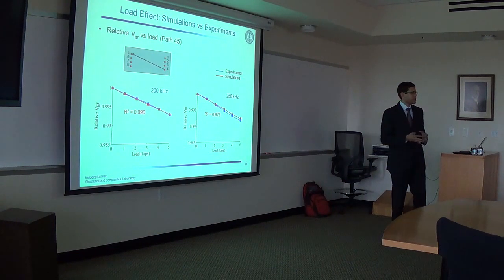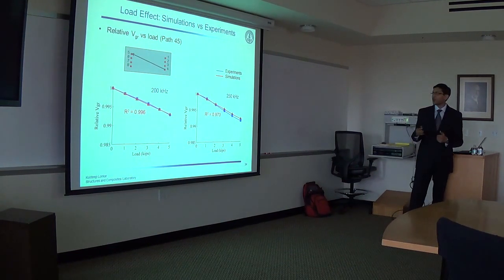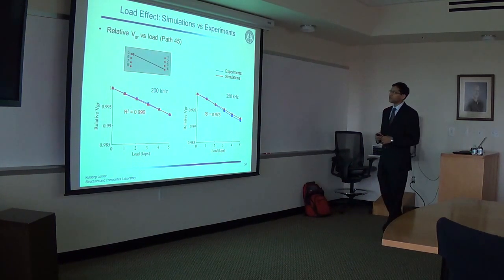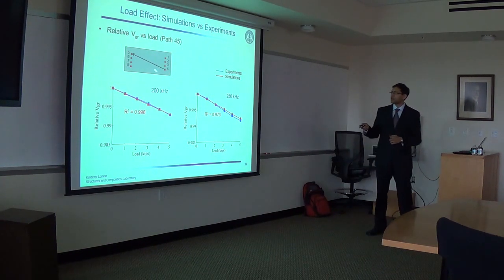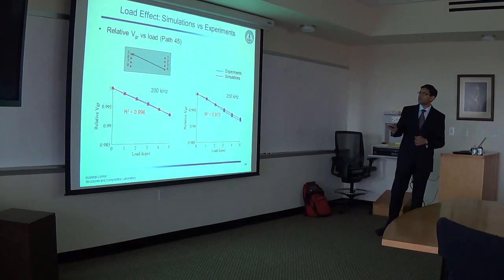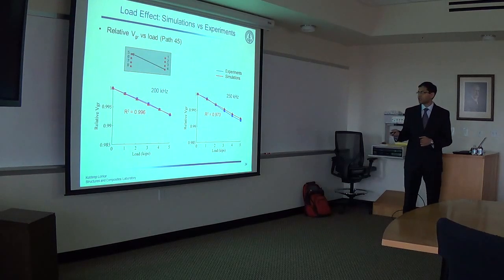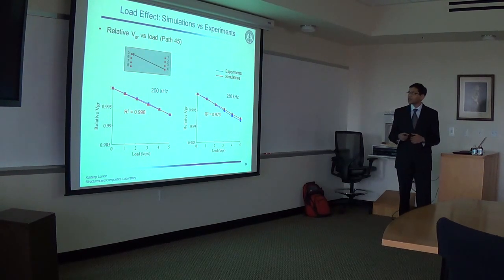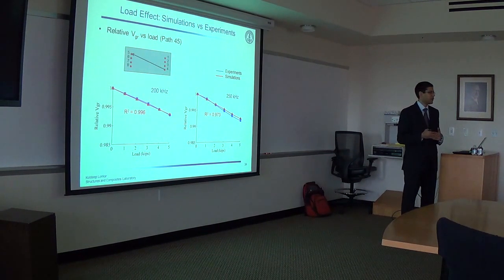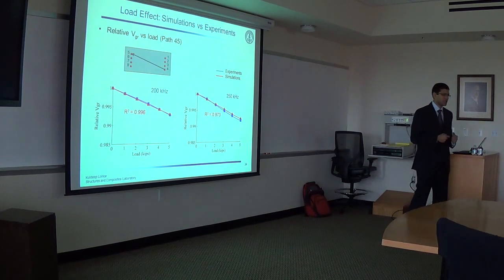This slide compares the experimental results with the simulated results for path 4-5, where we actuated sensor 4 and sensed using 5 at two different frequencies, 200 on the left and 250 kilohertz on the right. Again, we see there is very good correlation between the experimental signals and the simulated signals.